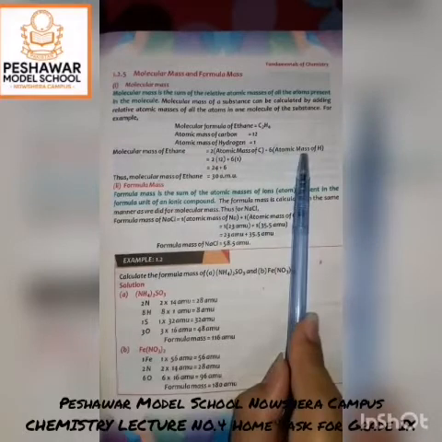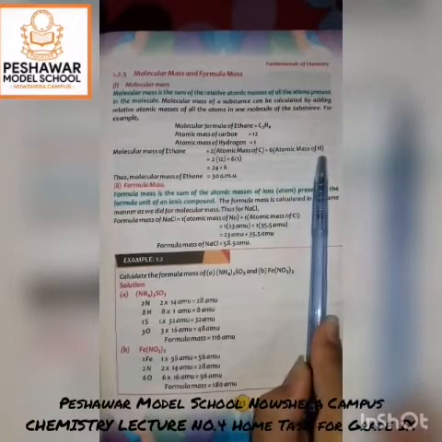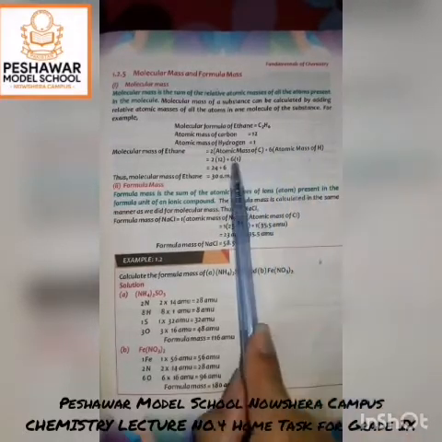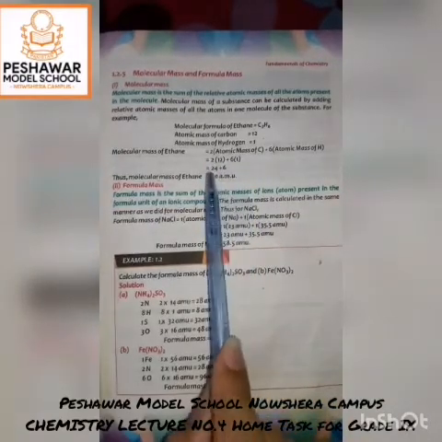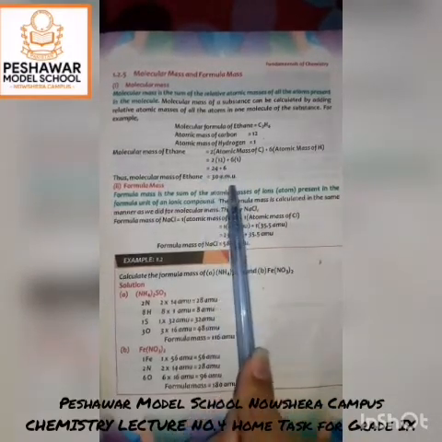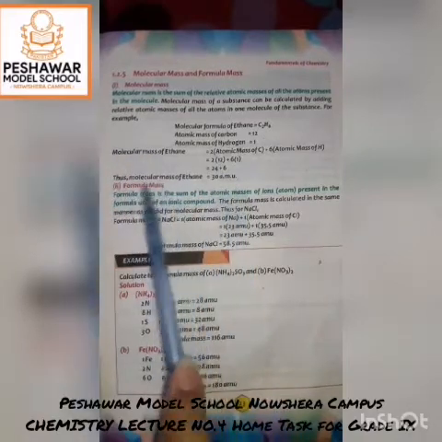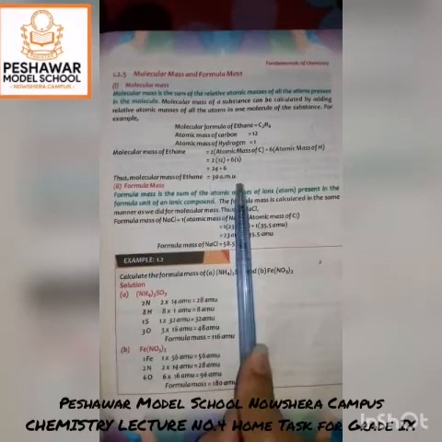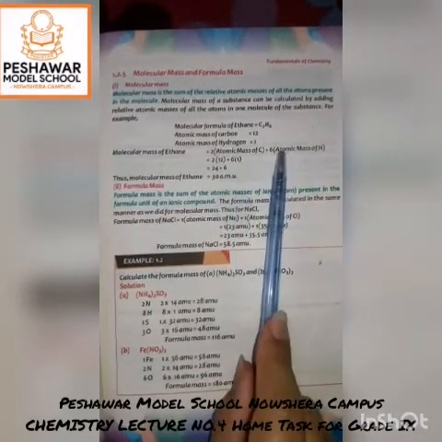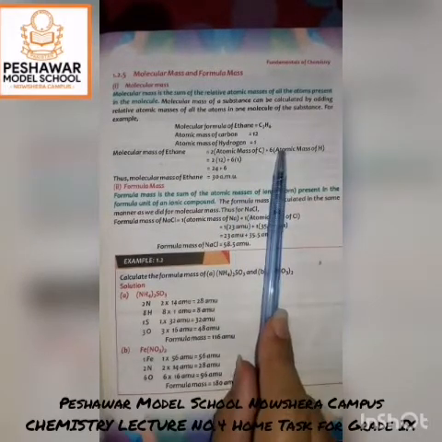What is the atomic mass of hydrogen? The atomic mass of hydrogen is 1. Multiply 6 with 1, the value will be 6, okay? Now 24 and 6, the answer will become 30. The molecular mass of ethane becomes 30 AMU. AMU means atomic mass unit. Now this is the method to find out the molecular mass of a molecule.